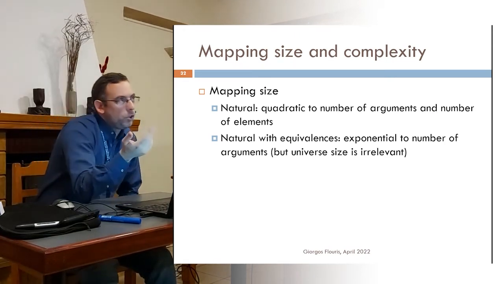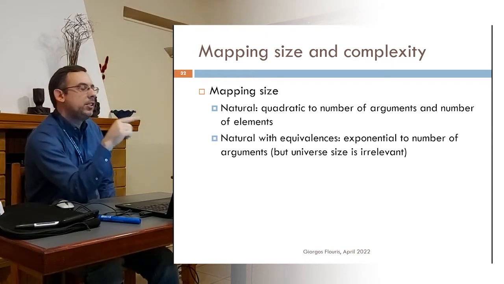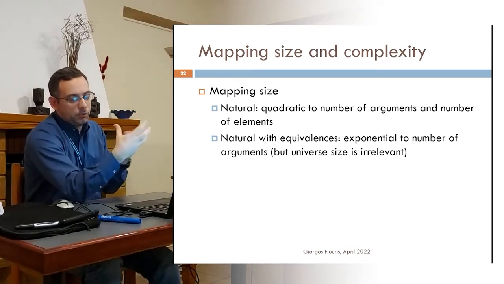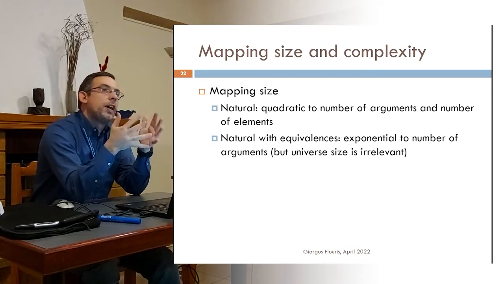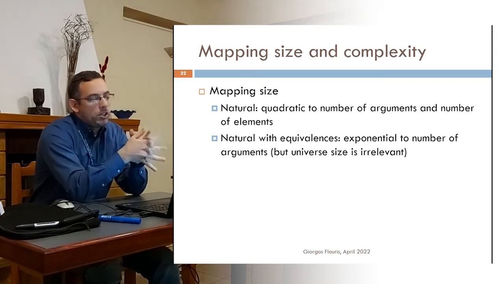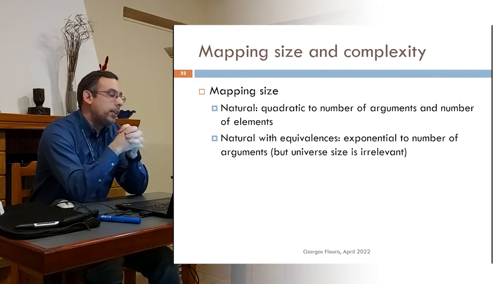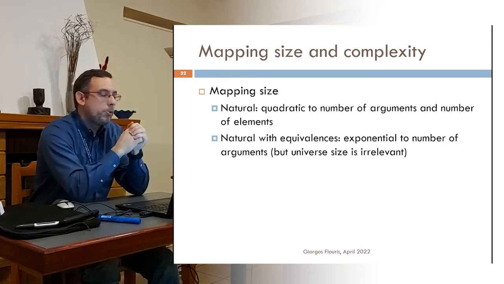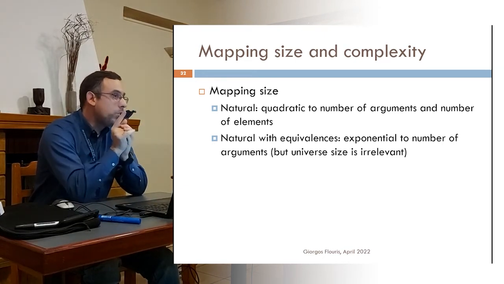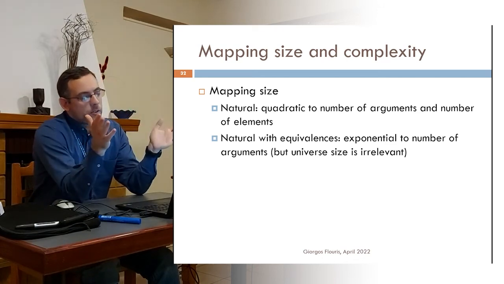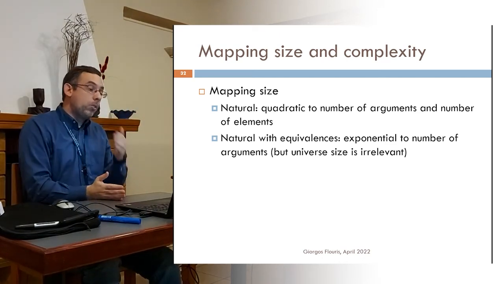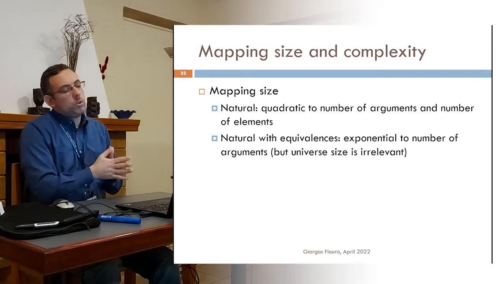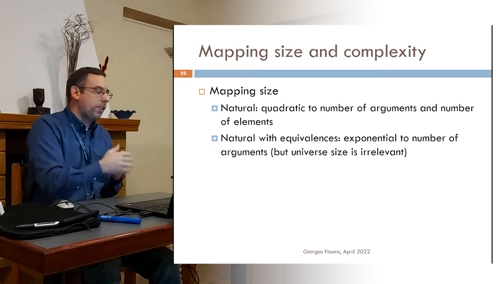You may have noticed that the AAFs that result from the AFDs are larger, they have more nodes. This is normal. This is what you pay for the fact that you have the domains in the AFDs. The size in the worst case for the natural mapping is quadratic in the number of arguments and number of elements, whereas in the second mapping with equivalences, it's exponential in the number of arguments, but interestingly, irrelevant to the universe size. So when you have a very large universe, a very large number of elements that your arguments talk about, it is usually better to use the second mapping because it will be smaller, a low exponential, compared to the first one.